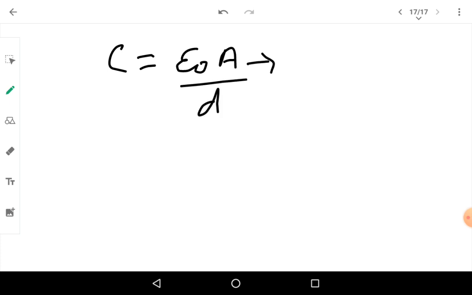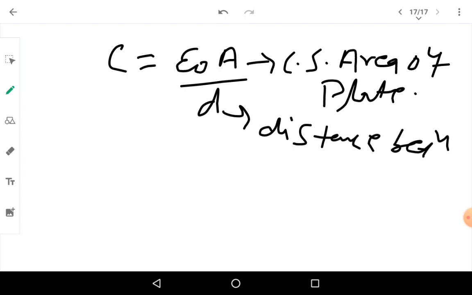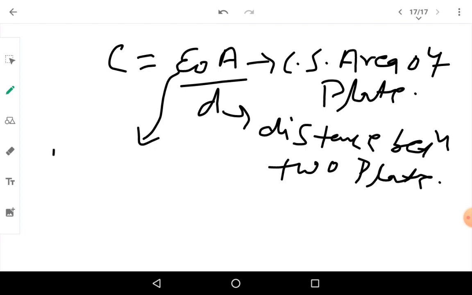Here A is the cross-sectional area of the plate, D is the distance between the two plates, and epsilon naught is the permittivity of the medium.